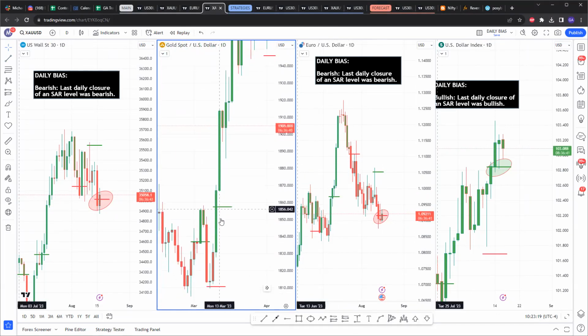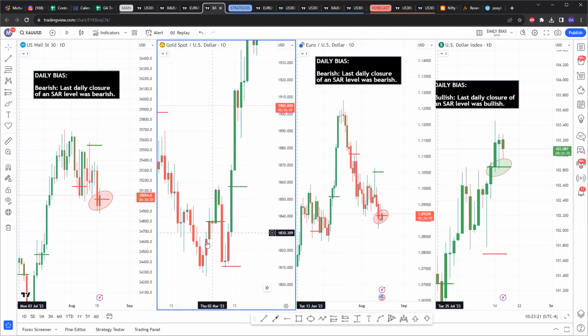Let's think of this one. So if US 30, I'm sorry, this is gold. If gold forms this green SAR, currently where it is, and we get a daily candle closure above it, honestly, I'll just be looking for gold for buy entries.